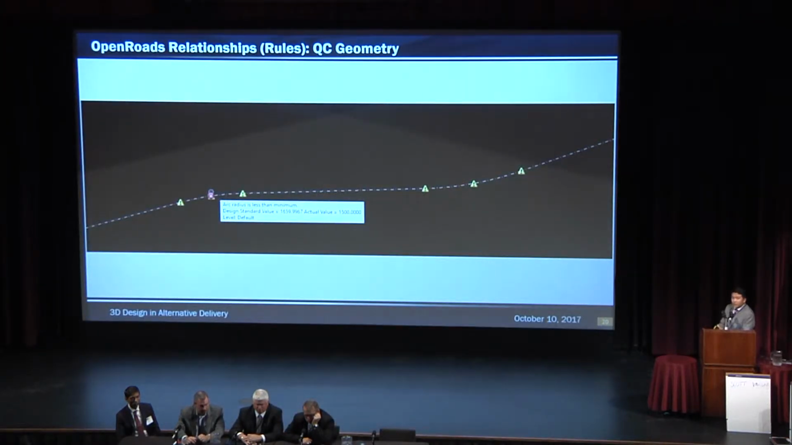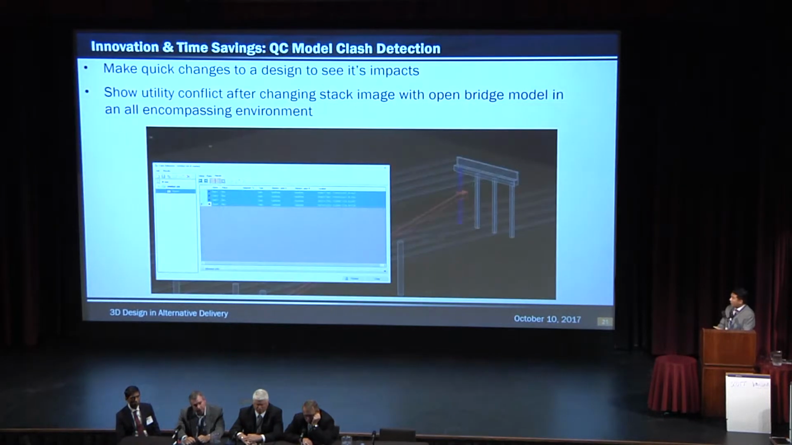Another thing we can do is create basic geometry checks for us. We can create design standards that help warn us, that tell us, okay, my alignment is below my design minimum or my recommended minimum. It can warn us and help us do our design, help us check our design.